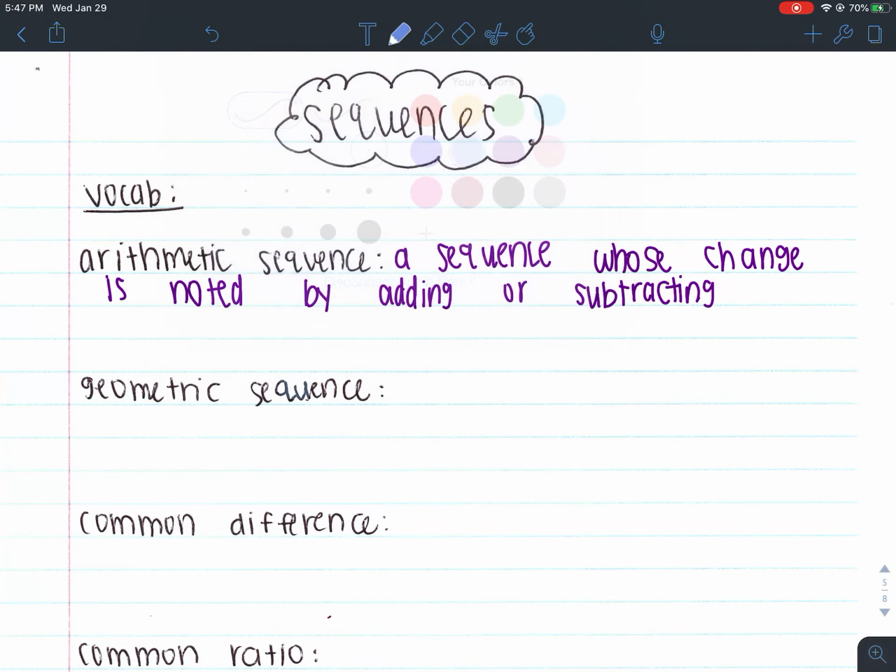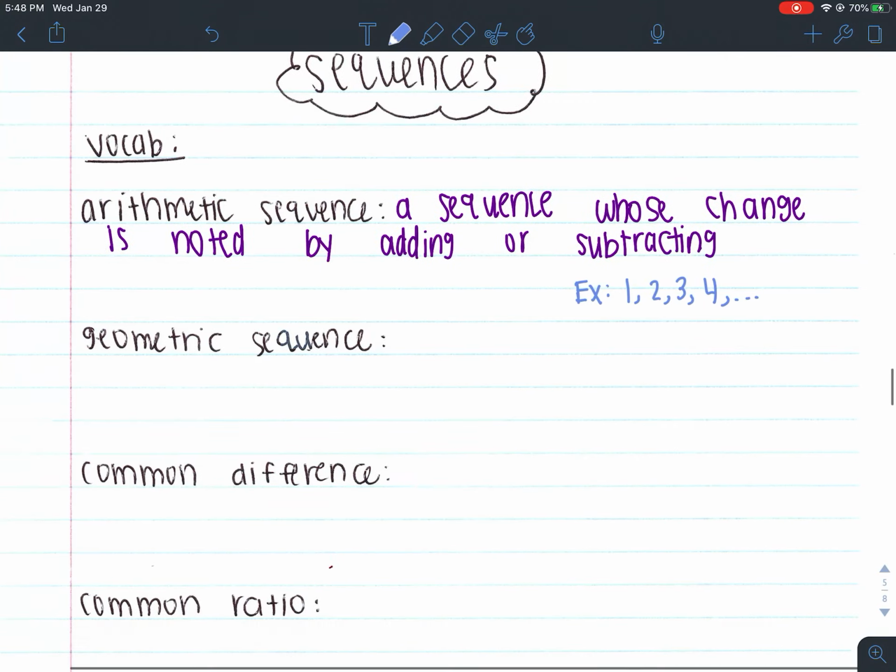So for example, the sequence 1, 2, 3, 4. This is an arithmetic sequence because to get from term to term, from the number to the next number, you're adding 1, right? This is also an arithmetic sequence, right? Because what am I doing this time? I'm subtracting 1. So an arithmetic sequence is just a sequence of numbers that's being either added or subtracted by something.